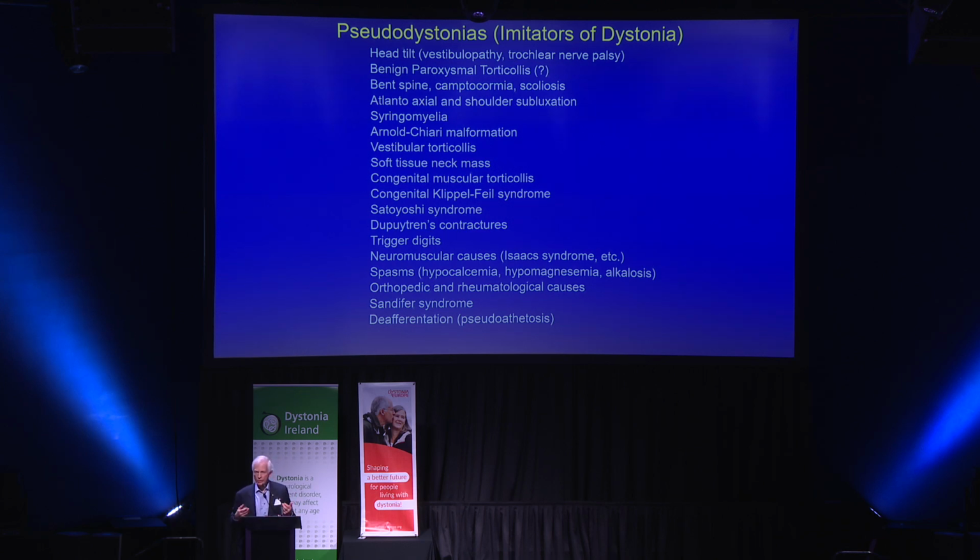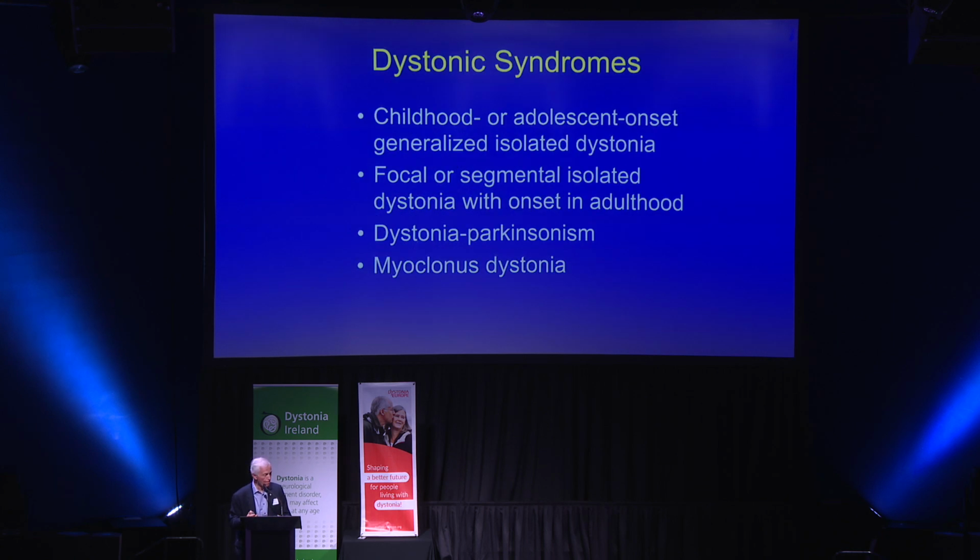Some of them are associated with excessive muscle activity. Rare diseases like Satoyoshi syndrome, for example, a very, very rare condition, can be mistaken for dystonia, and others aren't related to abnormal excessive movement at all. All of this then allows us to put patients into syndromes to help us make a diagnosis.